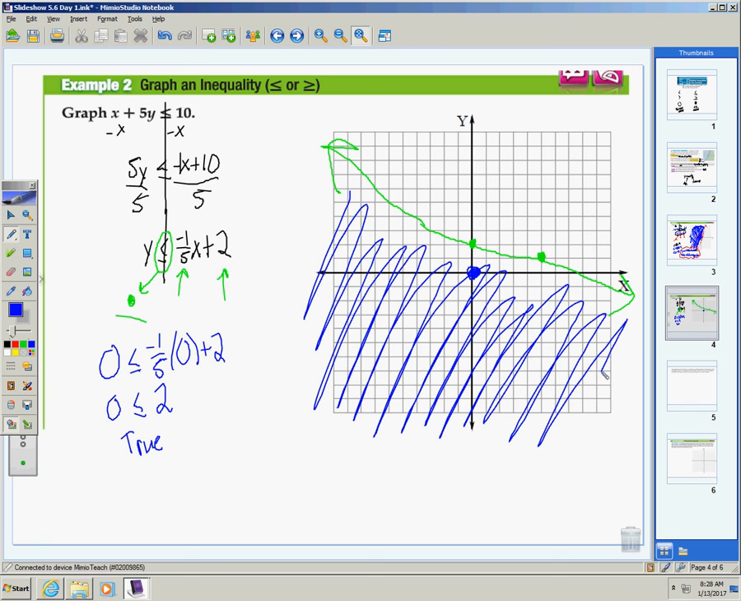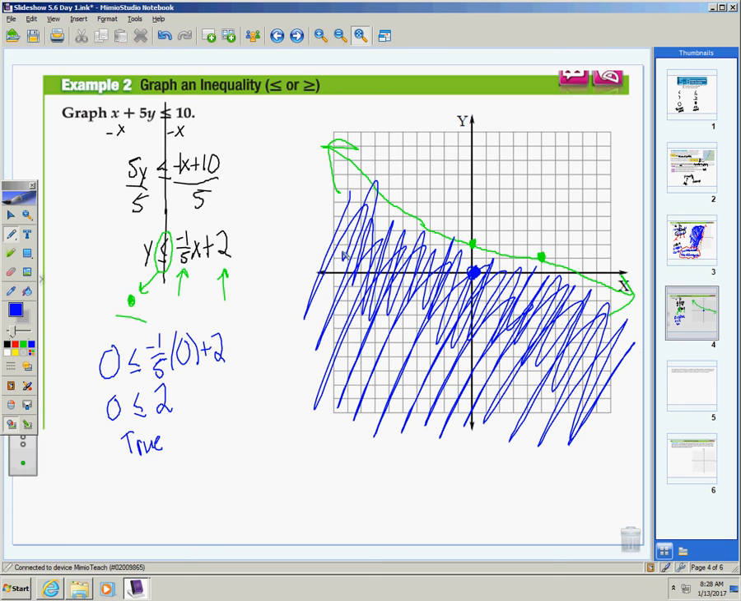And again, any point that's shaded would be included in my answer, as well as any point on this line would be included. Since it's a solid line, all of these points are included in my answer. So for example, 5, 1 would be an answer to this problem. 0, 2 would be an answer to this problem because they're included because it is a solid line.